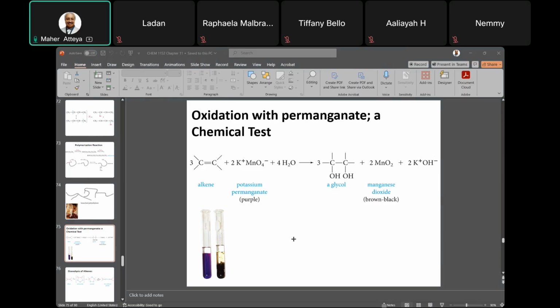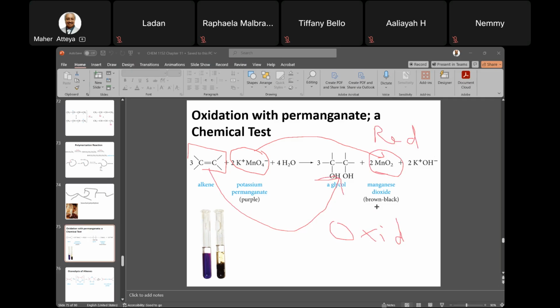Now the permanganate is a very strong oxidizing agent. You can oxidize this double bond. So the permanganate will be reduced to manganese 4 oxide. That's a reduction here, correct? And the double bond here will be oxidized to a dialcohol. The name of this dialcohol is glycol.